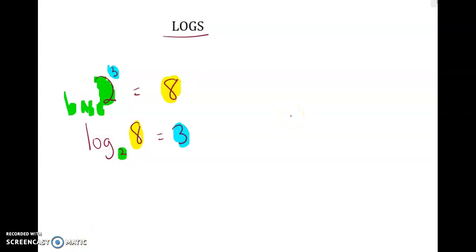So what I see here is that when I had 2 raised to the power of 3, which is 8, when I wanted to write this in terms of logs, I had to make this 2, which was the base value, become the base value here as well. So this would work with any other value. Say I had 5 raised to the power of 2 is 25, then it would be log of base 5 of 25 is 2.